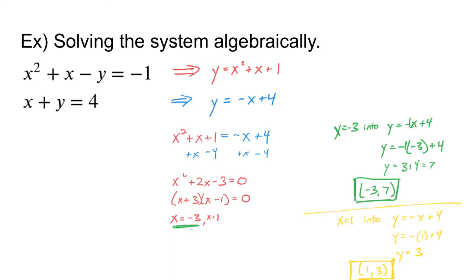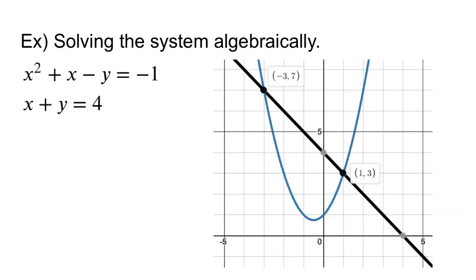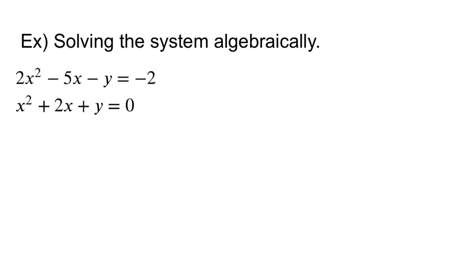Let me just show you what that looks like on Desmos so that you can see what these two equations are equal to. So I took those two equations and I plugged them into Desmos, and you can verify our two answers of (-3, 7) and (1, 3). Those are the two points of intersection, right here and right here. Let's take a look at another system.